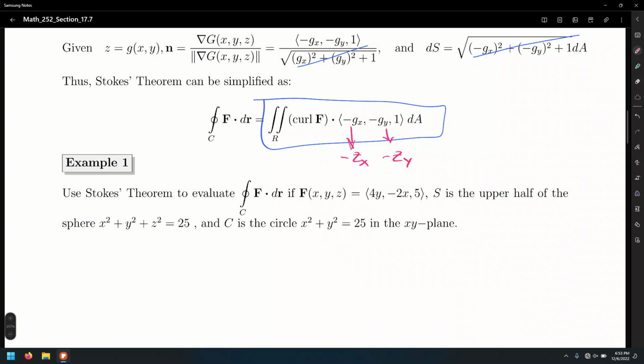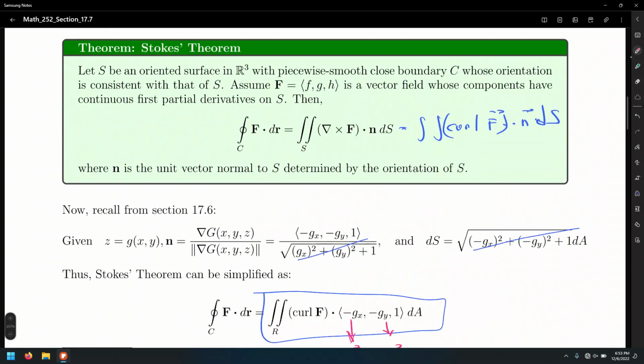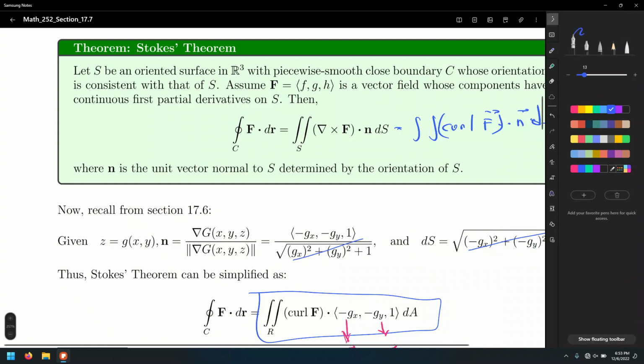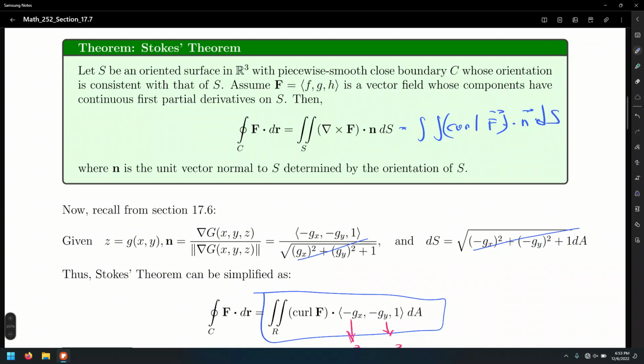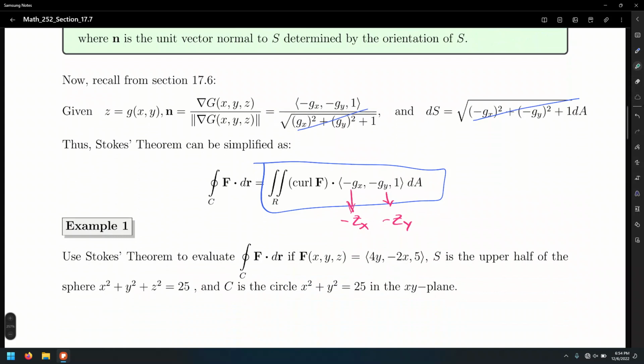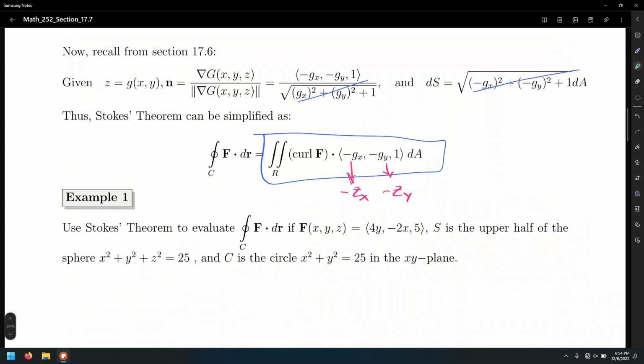Let's go back to the definition of Stokes' theorem and check something pretty interesting here, just to check for some consistency. In this case, the boundary C, its orientation is consistent with that of S. So this circle right here, the circle of radius 5, x squared plus y squared equals 25, is actually the projection in the xy plane of the sphere, right? So yes, this circle will indeed be a boundary on the sphere.